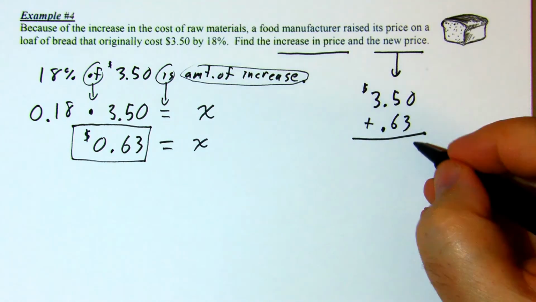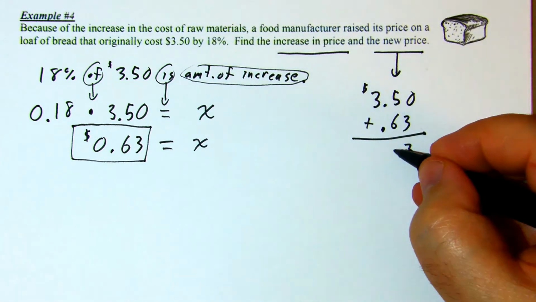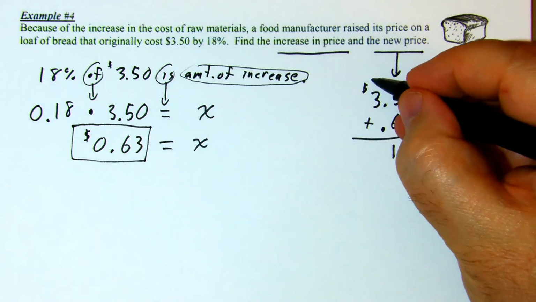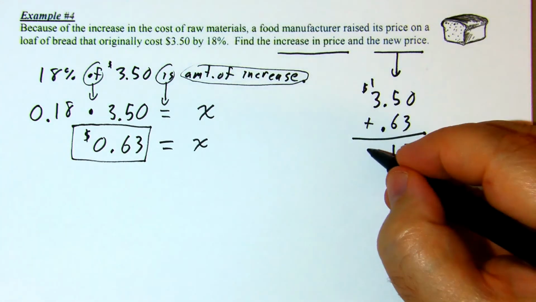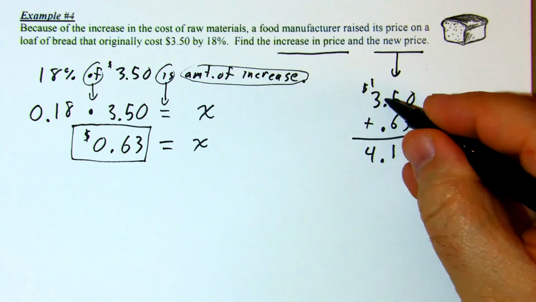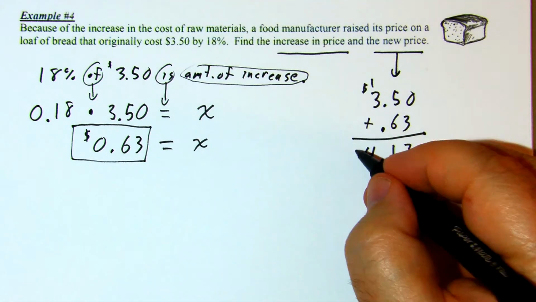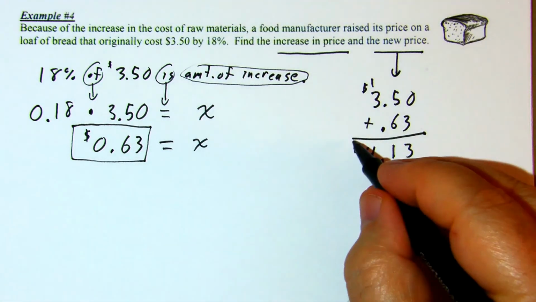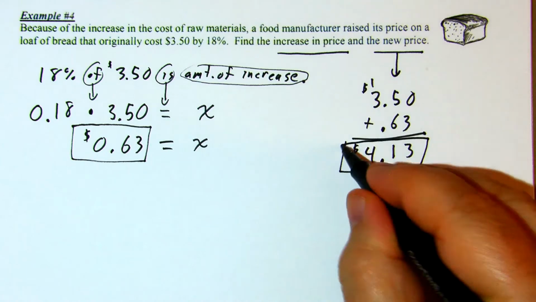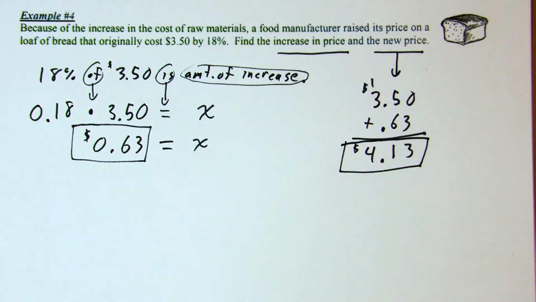0 plus 3 is 3. 5 plus 6 is 11. So I put the 1 down here, carry the 1. 1 plus 3 is 4. Keep my decimal point lined up. And so the new price is $4.13. And that is our final answer.